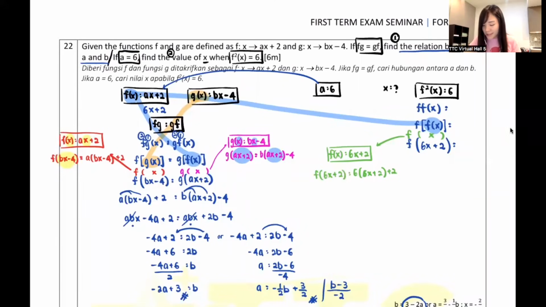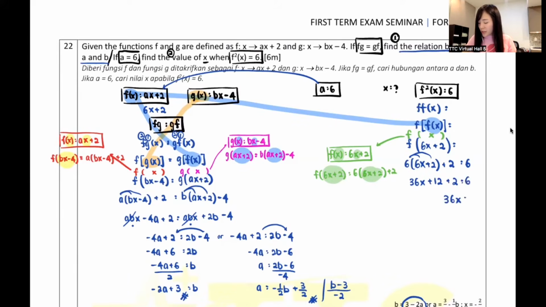Wow, way too dark. Wait. Green color? Can. X becomes 6x plus 2. Okay? So this one, 6 brackets, 6x plus 2, plus 2 equivalent to 6. Yeah, I already can see, I definitely can get the x answer because that's the only unknown I can see. 6 times 6x, 36x. 6 times 2, 12, plus 2.